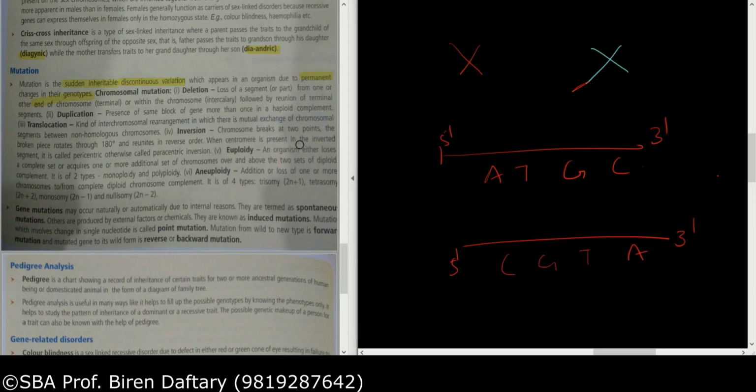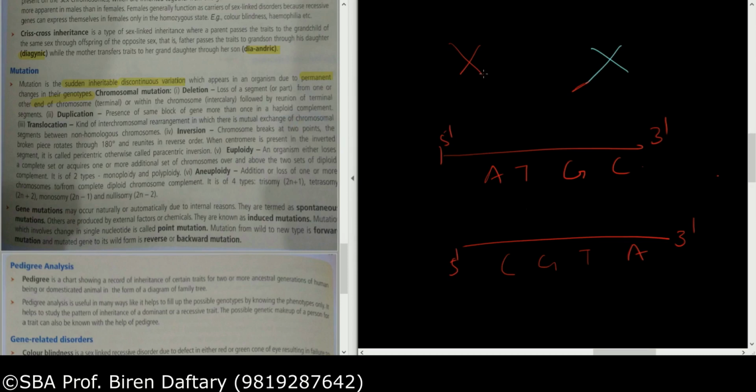Okay, so have you understood these 4 types of mutation? In deletion there will be loss of nucleotides, the chromosome will break. In duplication the same sequence of the chromosome will be repeated and attached to the chromosome. Then the third is translocation, in which one chromosome will lose a part and that part will be attached to another chromosome. And inversion, the nucleotide sequence will be reversed. So these are the 4 types of mutations given in the book. When we solve the MCQs related to this, you will realize that this topic is very easy, so I am rushing through it.